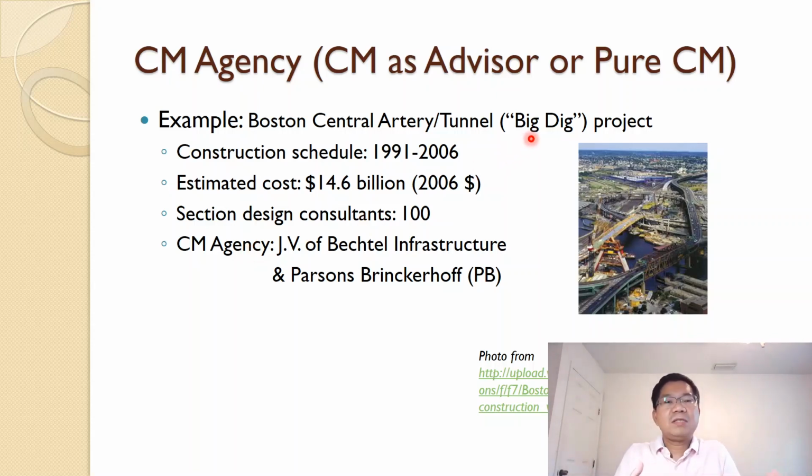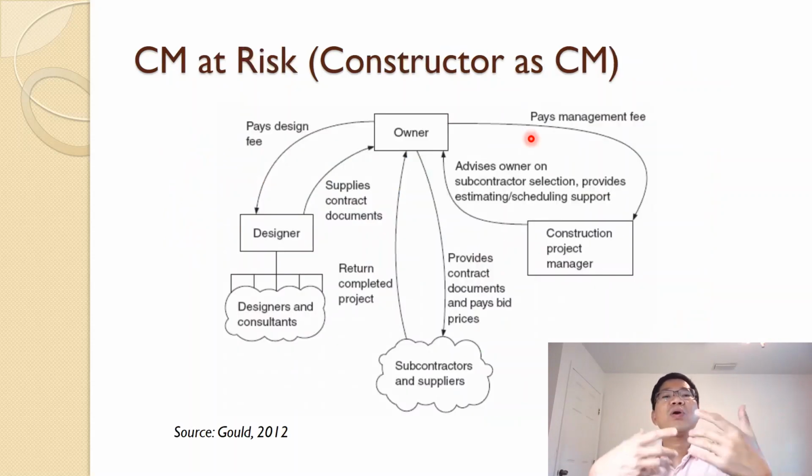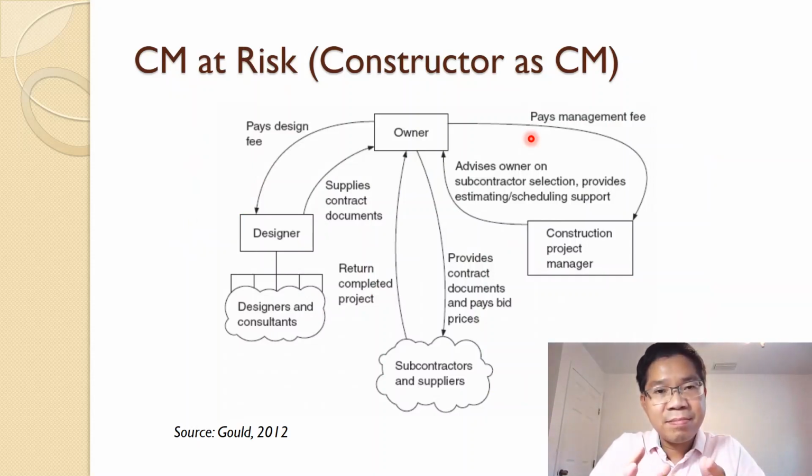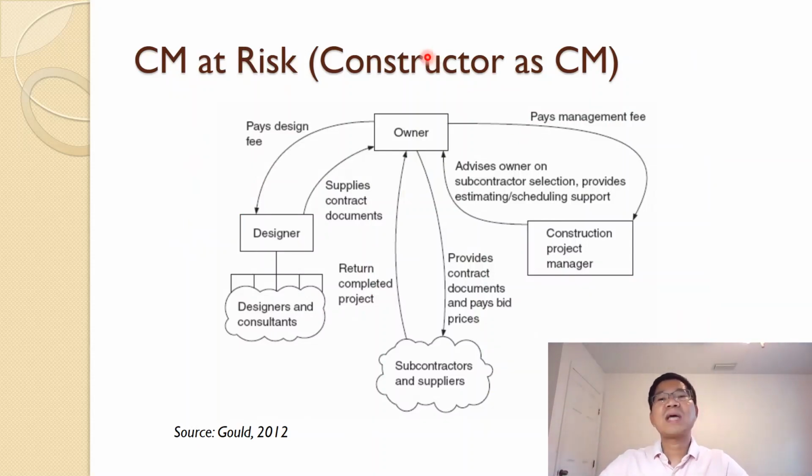So as you can see, with CM agency they just advise the owner but do not take the risk, and do not sign contracts directly with the subcontractors or designer. Because you are only an agency, you advise but you don't take the risk. That's not good. So the next variant is CM at risk. Now you are held accountable, and sometimes it is called constructor CM. This is the CM agency arrangement that I just showed you earlier, but now, instead of the owner signing contracts with the suppliers and subcontractors, it is not like that.